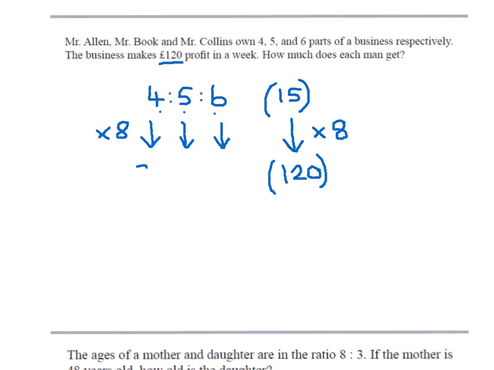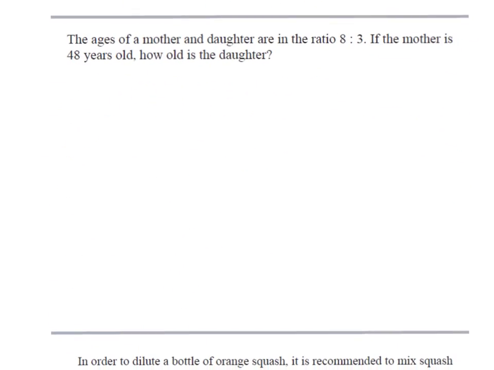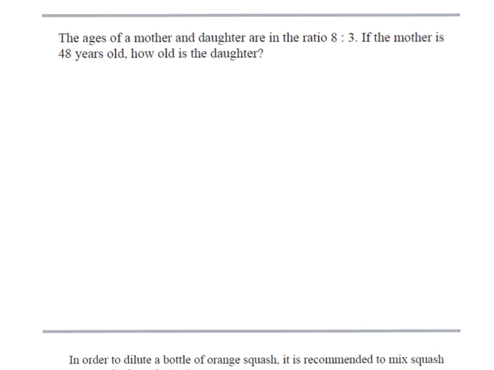4 times 8 is 32. 5 times 8 is 40, and 6 times 8 is 48. Again, we should be able to check that those add up to £120, which they do. Final one, and notice that this question is different from the other two.